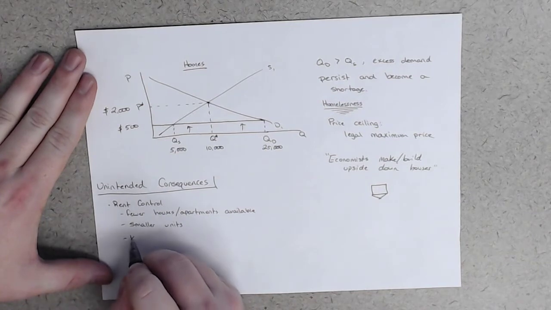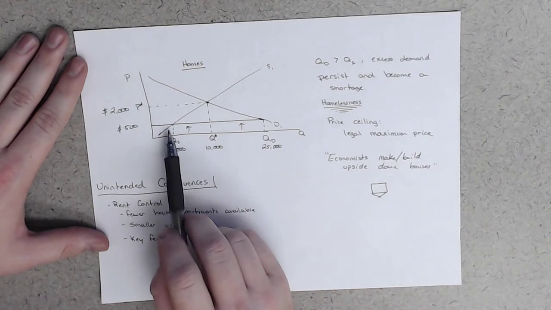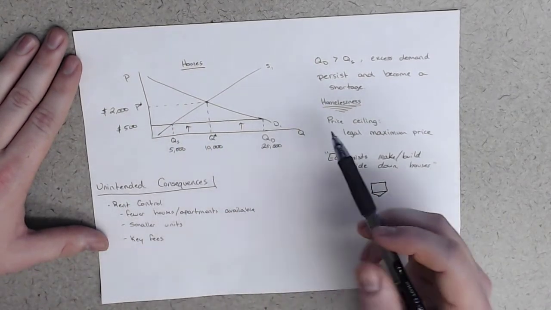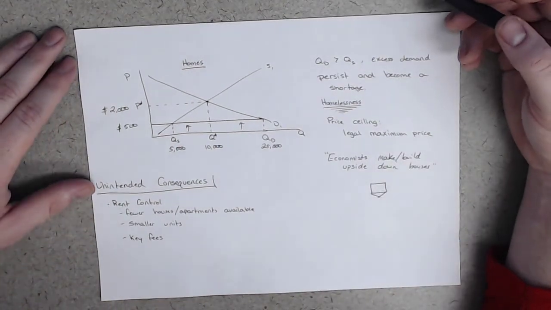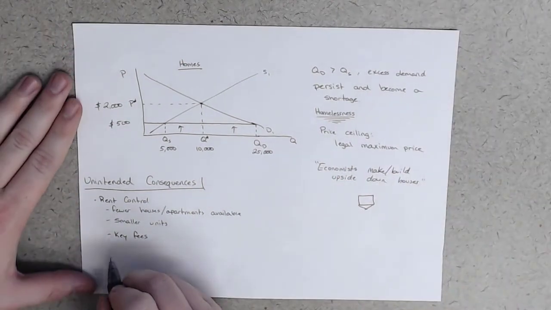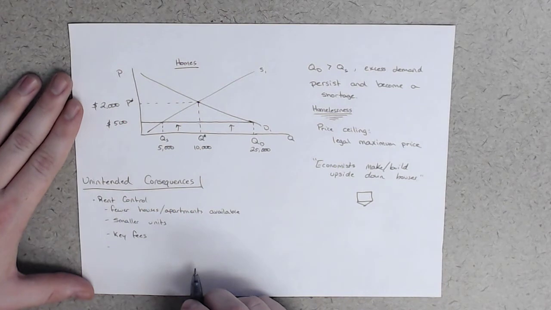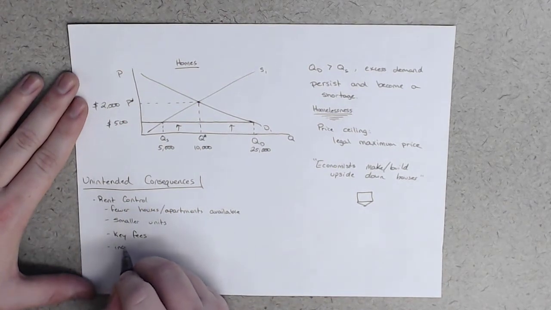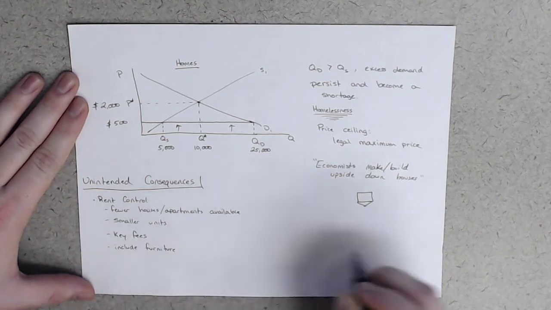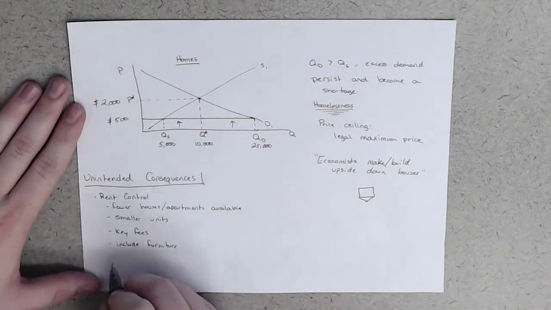We also see things called key fees, which is to say that your landlord might rent you the apartment for $500, but they're going to charge you $1,500 per month to rent the key to get into the building, right? You can also think of they'll include furniture, which you must rent at an exorbitant price, to get around the rent control.